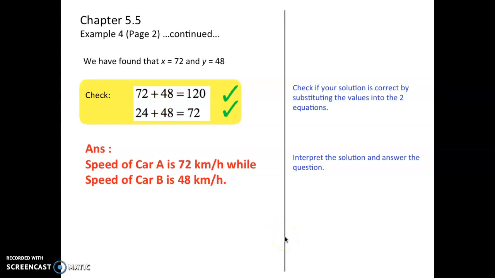With this, please proceed to try out your example 2 on page 1 and also your homework question 1.